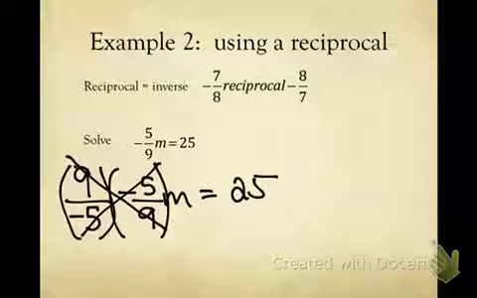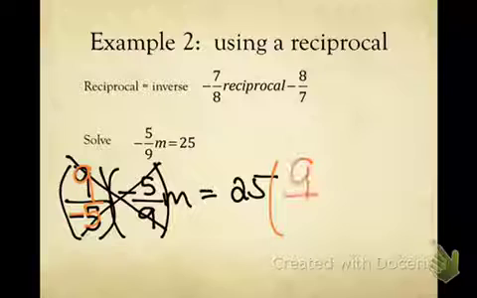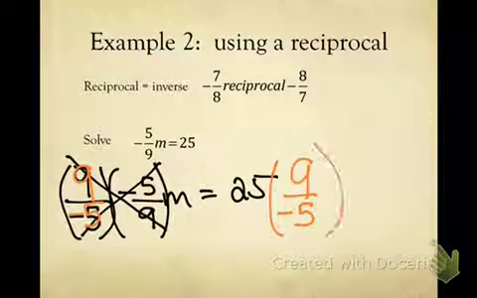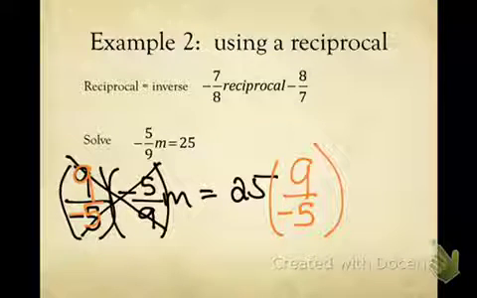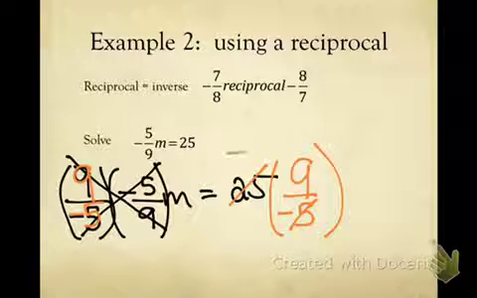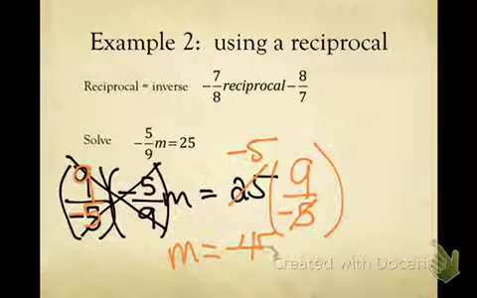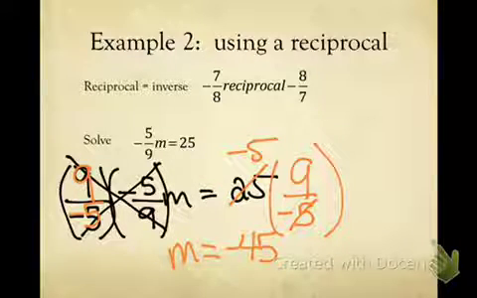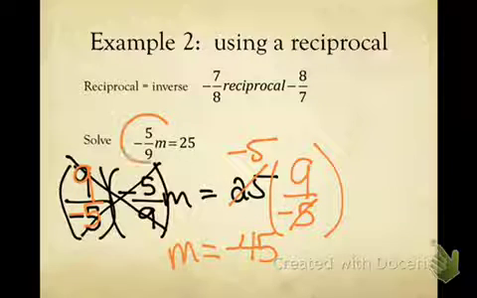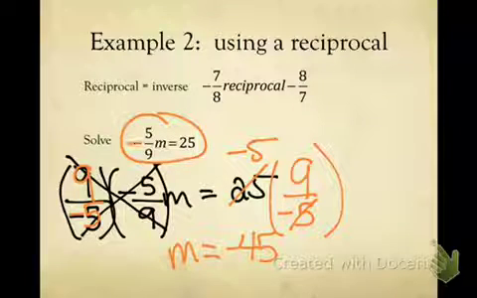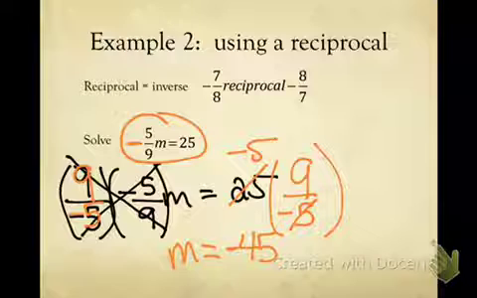And I probably should have made that a color. So let's see. We'll make it some orange. So whatever I do to one side, I have to do exactly the same to the other side. And I can cross cancel. And then my answer, m equals negative 45, which makes sense. If I plug that back into my original, a negative times a negative should make a positive answer. So make sure that's all in your notebook.